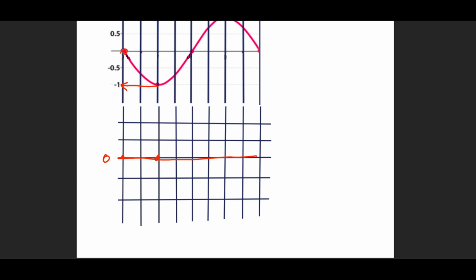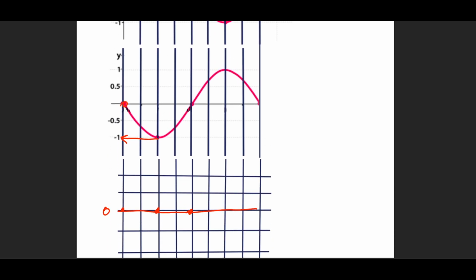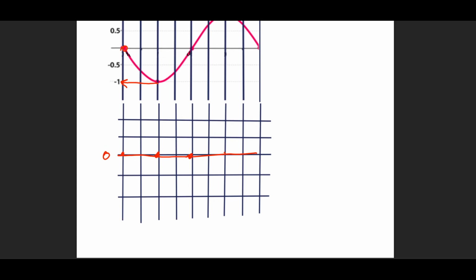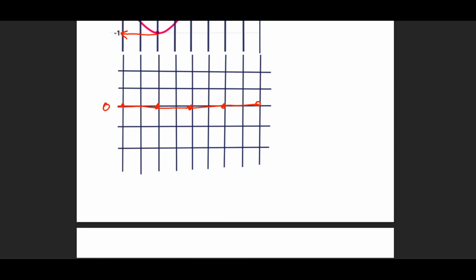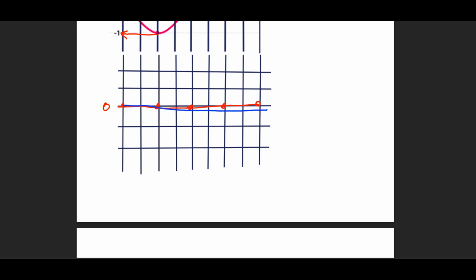I get 0. Similarly, at 180, both are 0, so 0 plus 0 gives me 0. At 270, I realize that this is -1, and this is a +1. So I get 0. At 360 and 360, I get 0 again. So the resulting wave has actually been destroyed completely. The amplitude is 0. This is what destructive interference should look like.